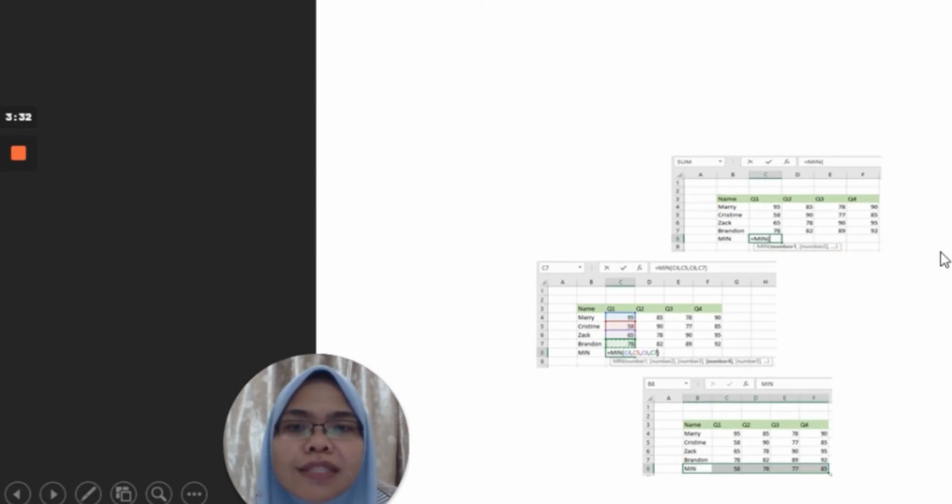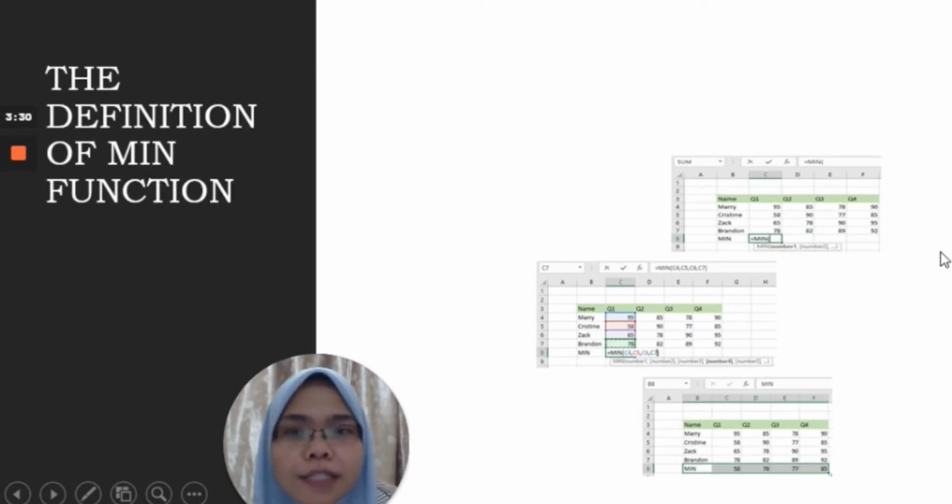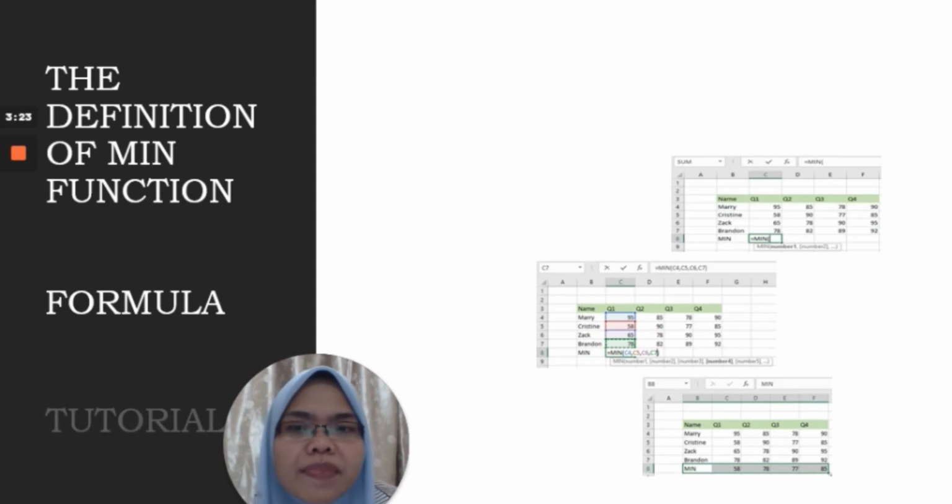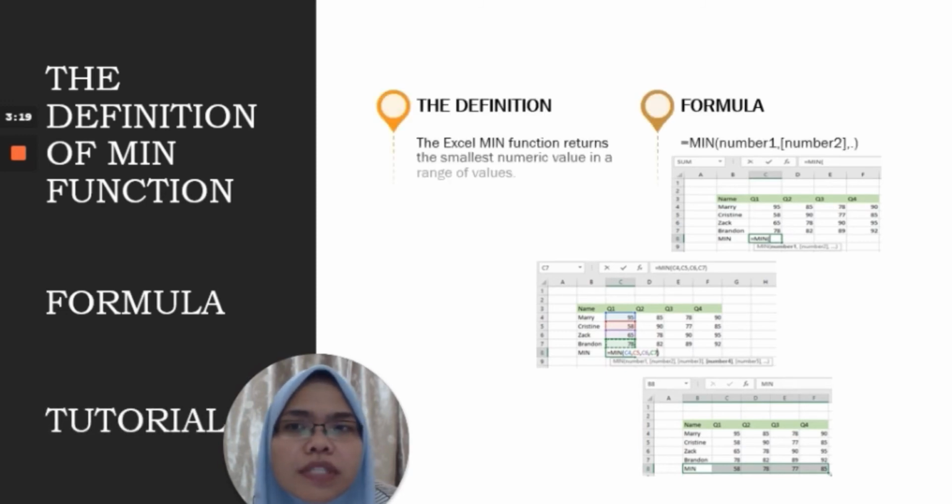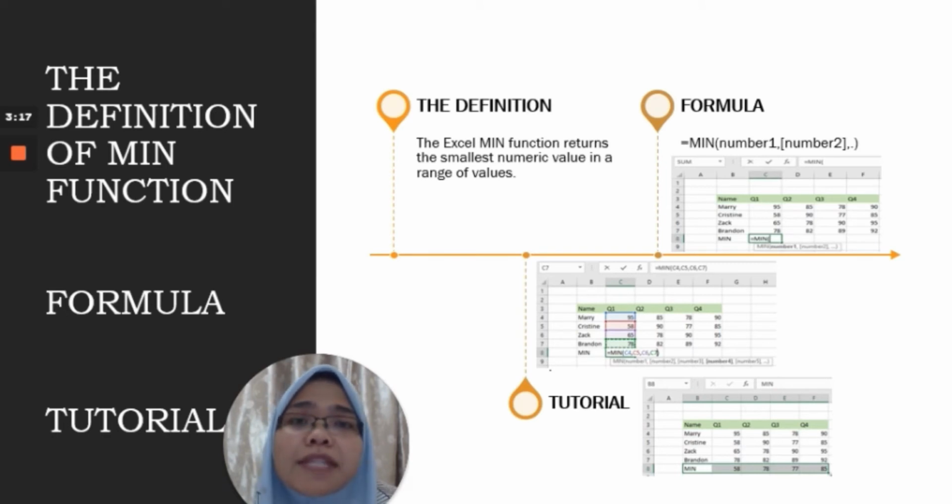And the third slide, I'm going to explain the definition of the min function, and then I'm going to explain the formula, and at the end of the slide, I'm going to show the tutorial. So the definition: the Excel min function returns the smallest numeric value in a range of values. So the formula here: put equal, min, open the bracket, put the first number, and then comma, put the second number, until the end of the numbers, and then close the bracket.